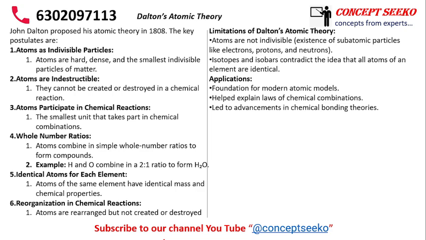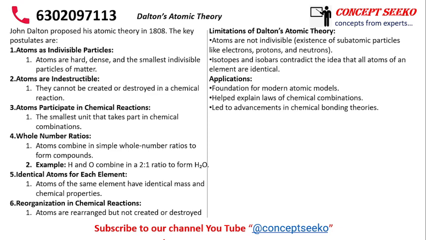Identical atoms form an element. If you take an element like hydrogen, oxygen, or nitrogen, all the atoms are identical. We don't find one atom bigger, one atom smaller, or one atom with one more electron. That does not happen. All the atoms of a particular element will be identical. They have the same mass and the same chemical properties.